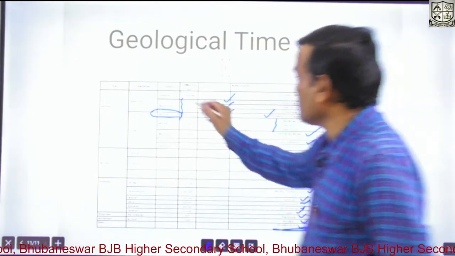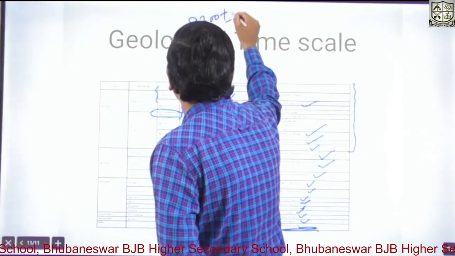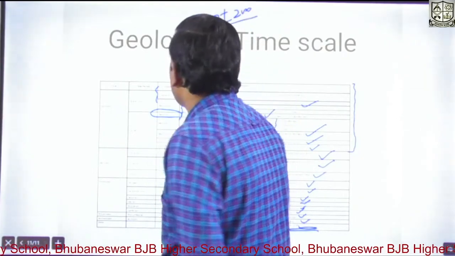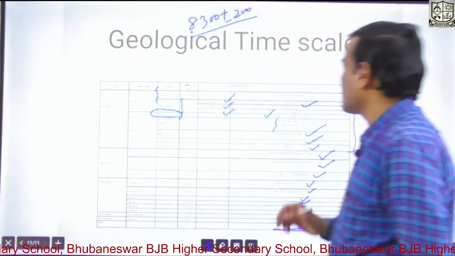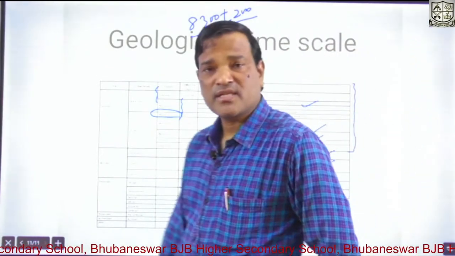Then during the Holocene, that is 10,000 BP or 8,300 plus minus 200, Homo sapiens sapiens, the modern man, was developed. Okay.